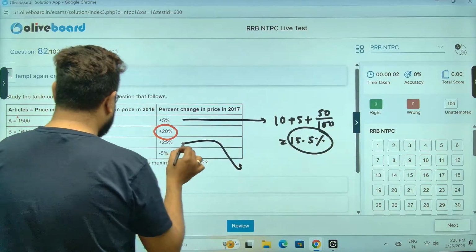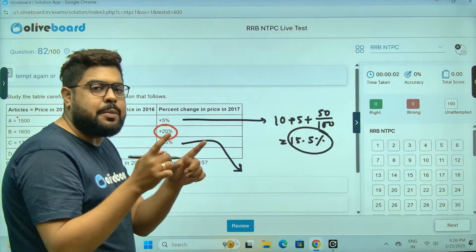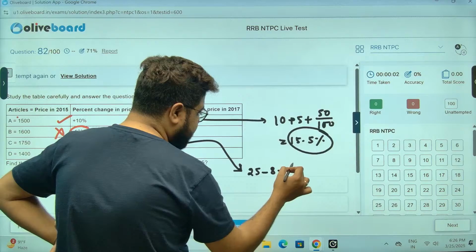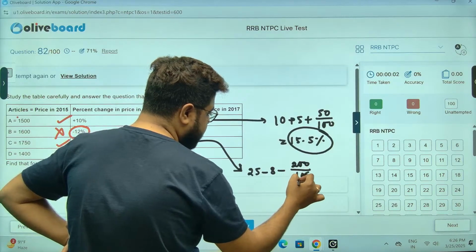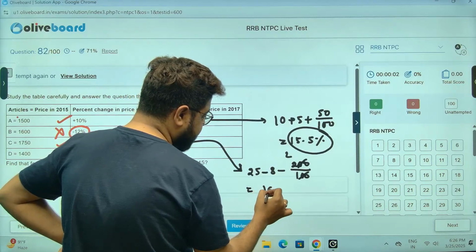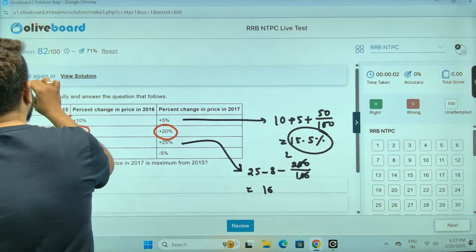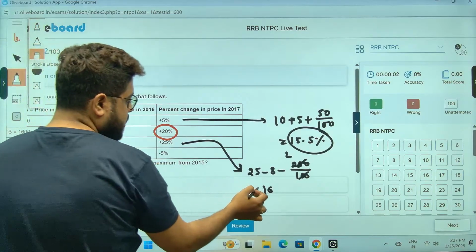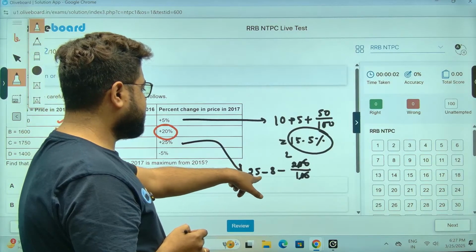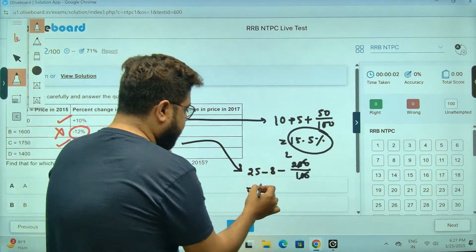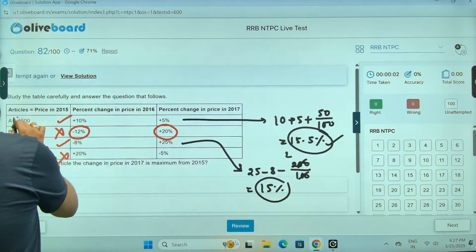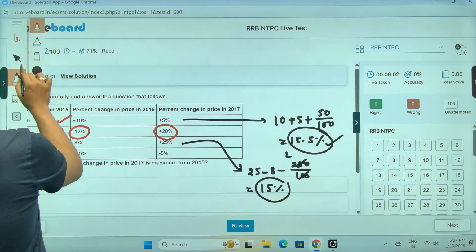Third one, sir, plus 25 minus 8. Again, in the AB theorem, order does not matter. You can take any order, sir. 25 minus 8 minus 25 into 8 is 200 by 100, sir. This is 2. This is 17. 17 minus 2, 15. 25 minus 8 is what? 17, right? 17 minus 2, 15, sir. No, sir, this is the biggest one, na? Maximum change they are asking, so option A has to be your answer.